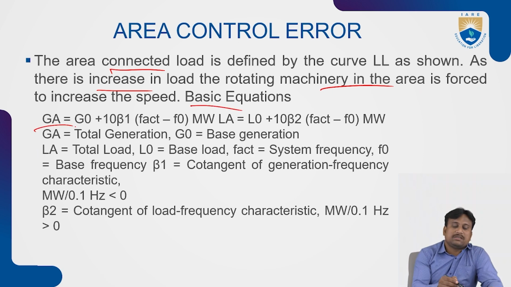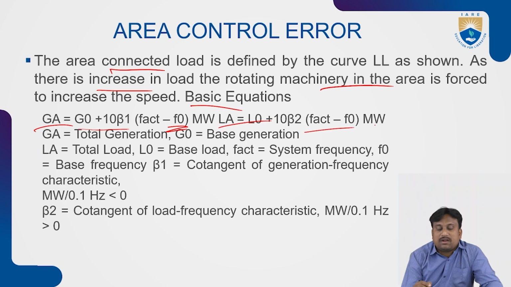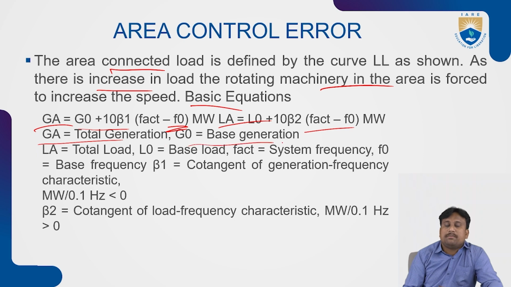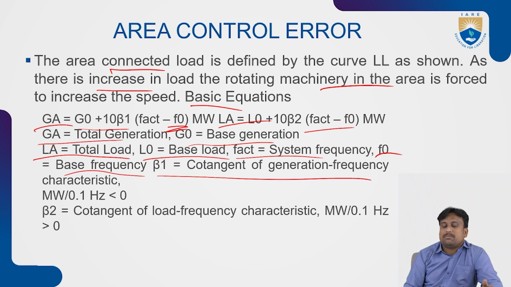The basic equations are represented as GA equals G0 plus 10 beta 1 times the actual frequency minus the nominal value F0, in megawatts. Then LA equals L0 plus 10 beta 2 times the actual frequency minus F0, in megawatts. GA is the total generation and G0 is the base generation. LA is the total load and L0 is the base load. The actual system frequency is considered to a limited extent, and the base frequency is F0. Beta 1 is the slope of the generation frequency characteristic in megawatts per 0.1 Hz, which is less than 0. Beta 2 is the slope of the load frequency characteristic in megawatts per 0.1 Hz, which is greater than 0.